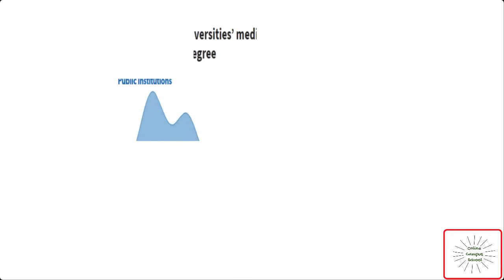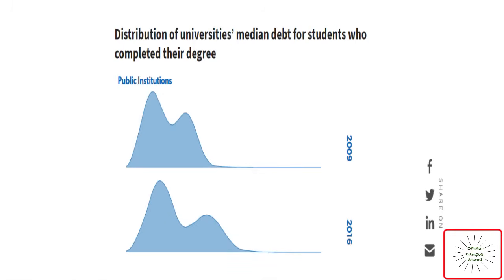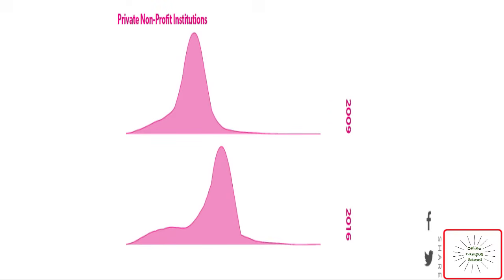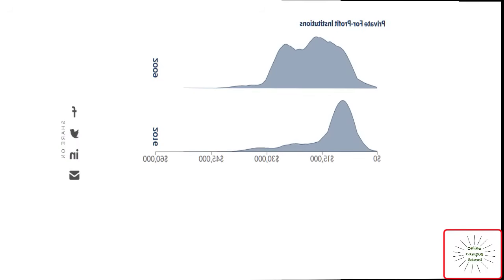Many students graduated in 2016 with higher debt than they did in 2009, the height of the recession. Overall, students at public and private non-profit institutions graduated with more debt. However, students at private for-profit institutions graduated with less debt on average.